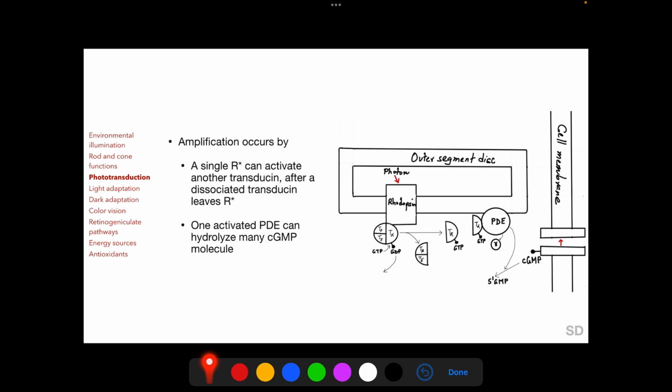Amplification of response to a photon can occur by a single metarhodopsin molecule being able to activate another transducin molecule after an activated transducin molecule dissociates from the metarhodopsin, and also by one activated cyclic GMP phosphodiesterase molecule being able to hydrolyze many cyclic GMP molecules.